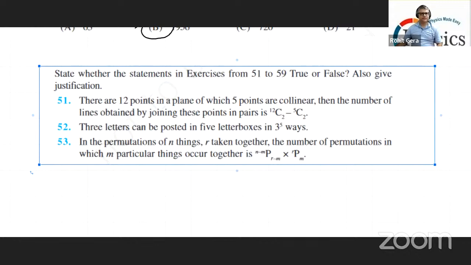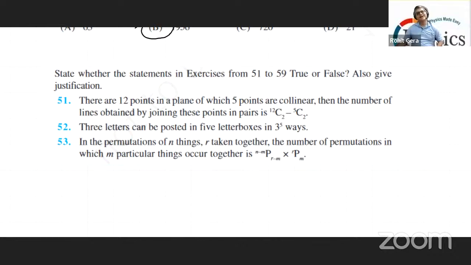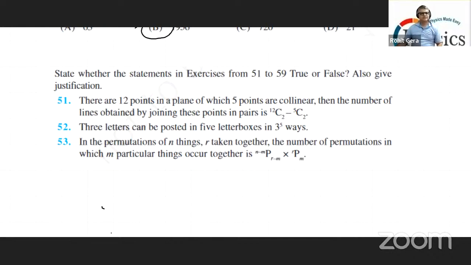53rd. True or false? बहुत ट्रिकी बना दिया. M particular things को together रखना है, बंडल बनाना है. So they become together. So you're taking R things, and out of that R, the bundle which will get created is R minus 1 plus 1. The total options are R minus 1. मतलब false होना चाहिए.